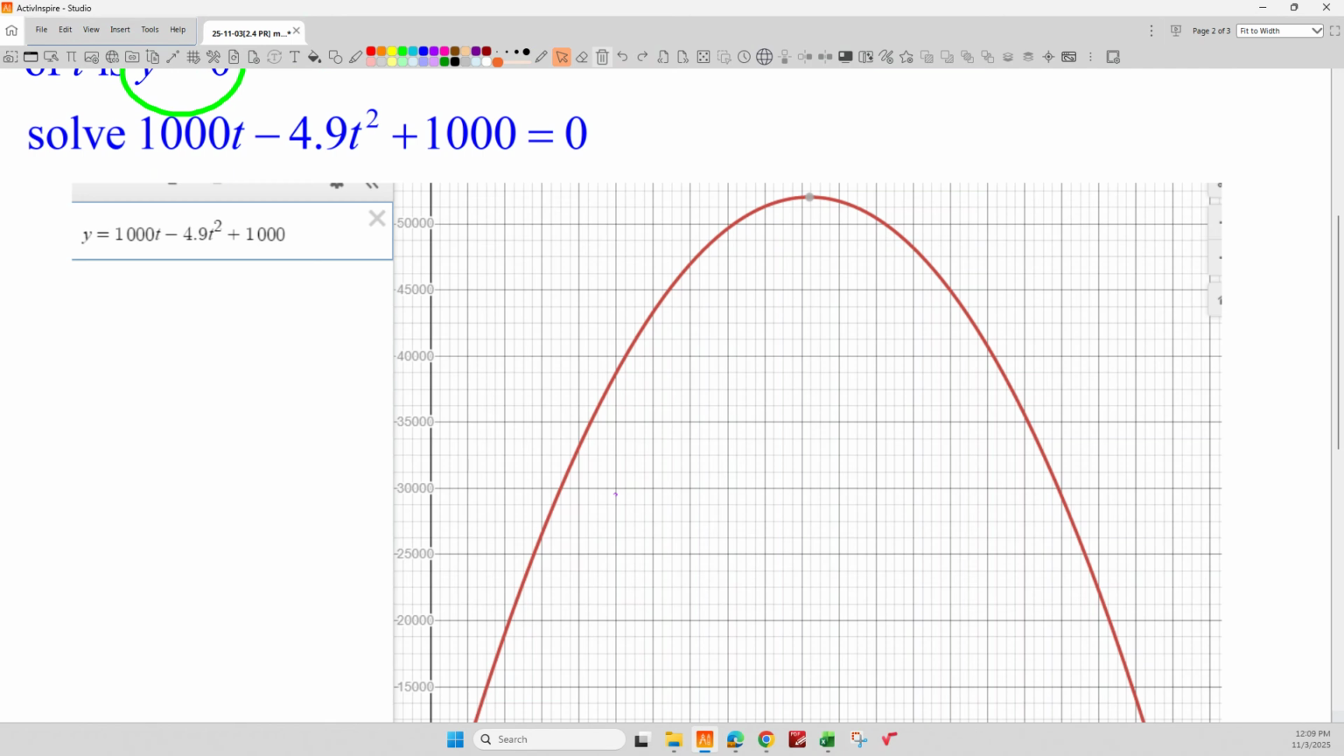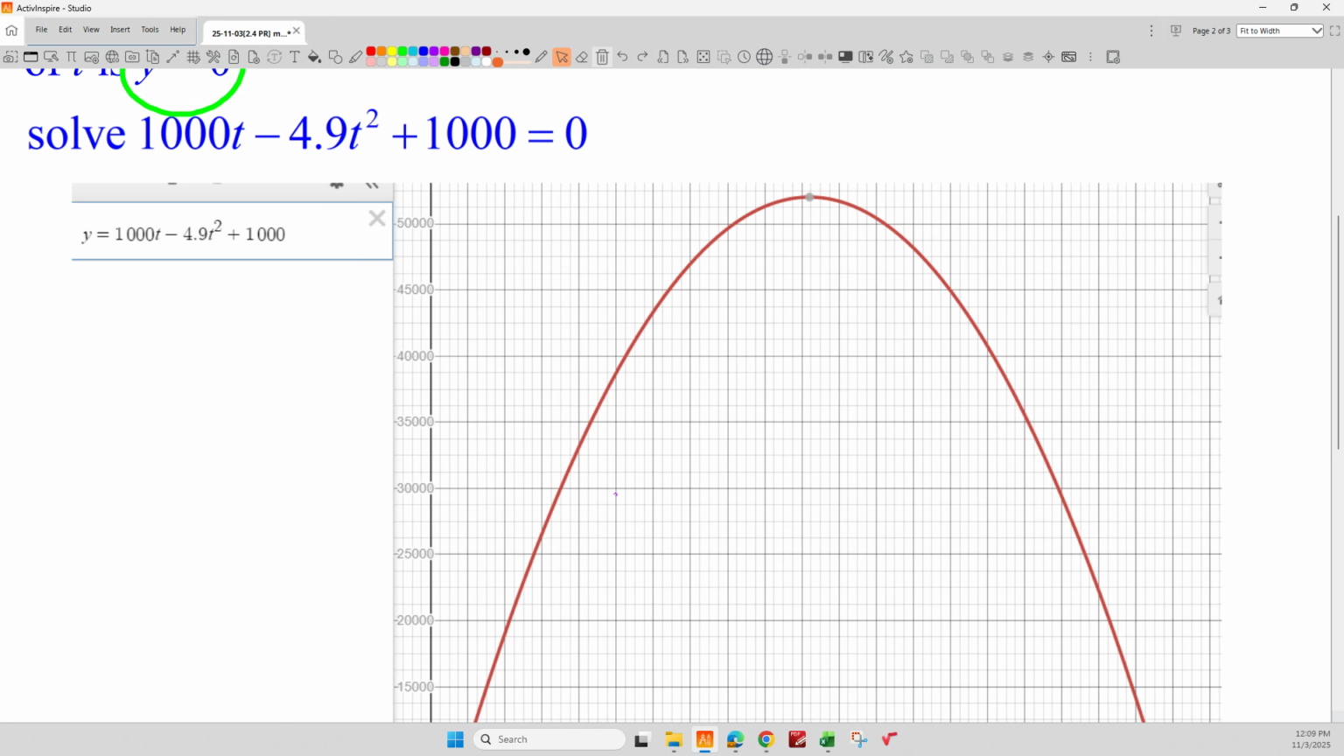If we graph that function, y equals 1,000t minus 4.9t squared plus 1,000, well, it's not surprising it's a parabola, is it? Because that's a quadratic function in the variable t, so we should expect it to be a parabola.